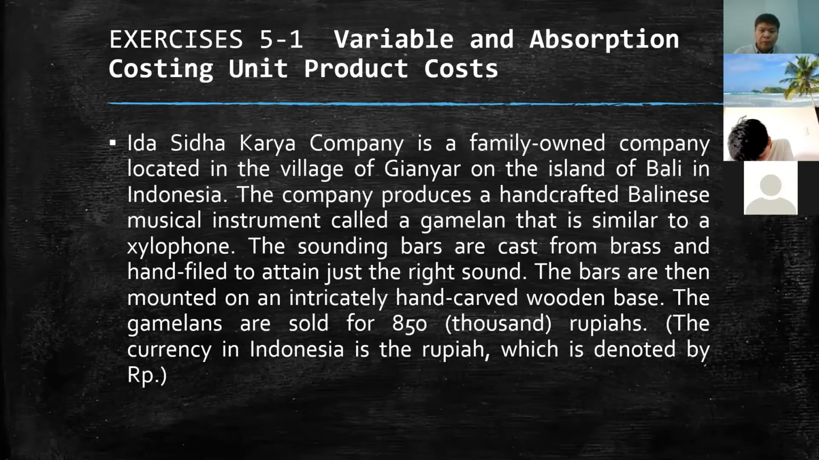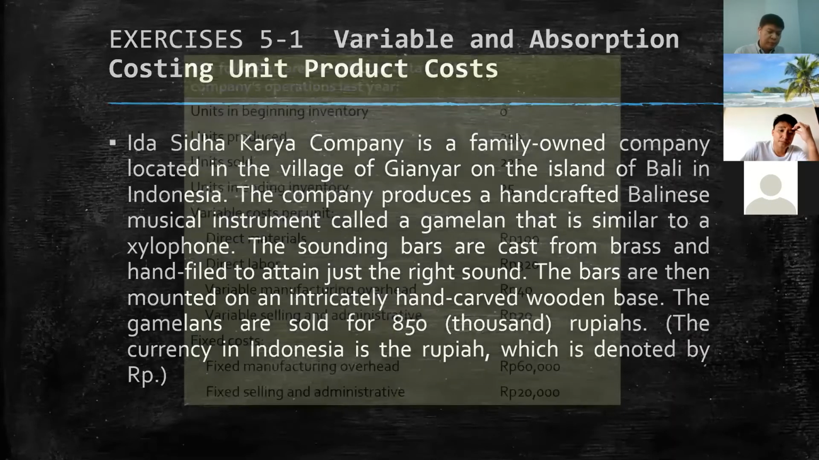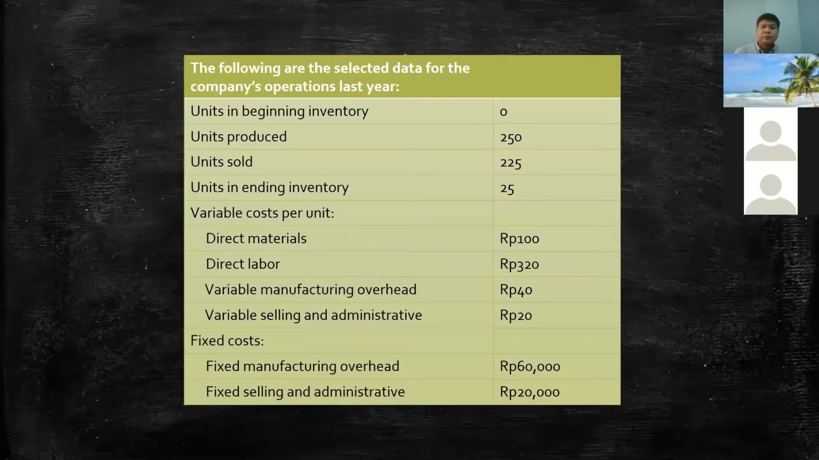The gamelans are sold for 850,000 rupiahs. The currency in Indonesia is the rupiah, so the denomination is RP. The following are the selected data for the company's operation last year. Units in beginning inventory, 0. So I'm assuming this is their first year. The units produced 250. Units sold 225. Units in ending inventory 25.